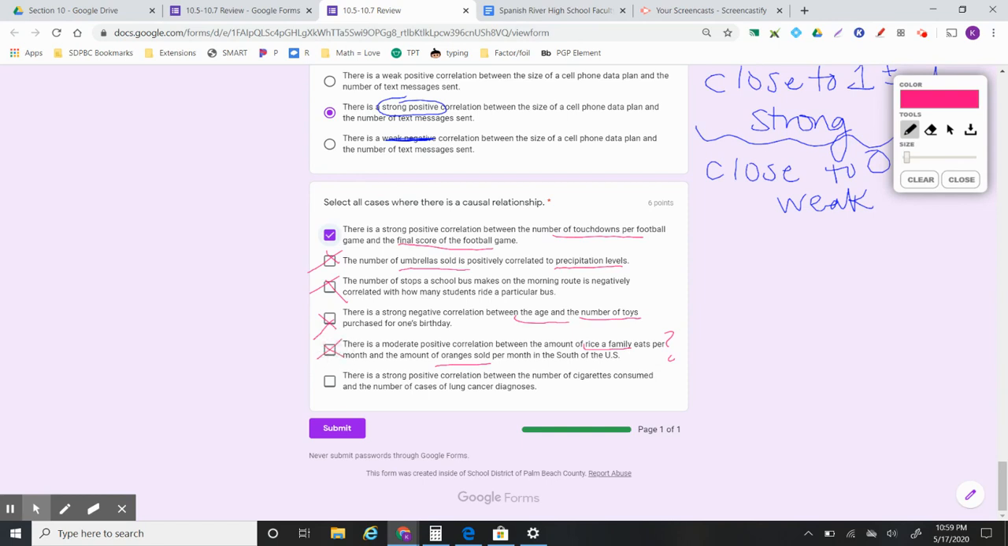And the last one, there's a positive relationship between the number of cigarettes consumed and the number of cases of lung cancer. This is a good one because smoking gives you lung cancer. Basically, smoking's bad. Don't do it. This one does have a causal relationship.